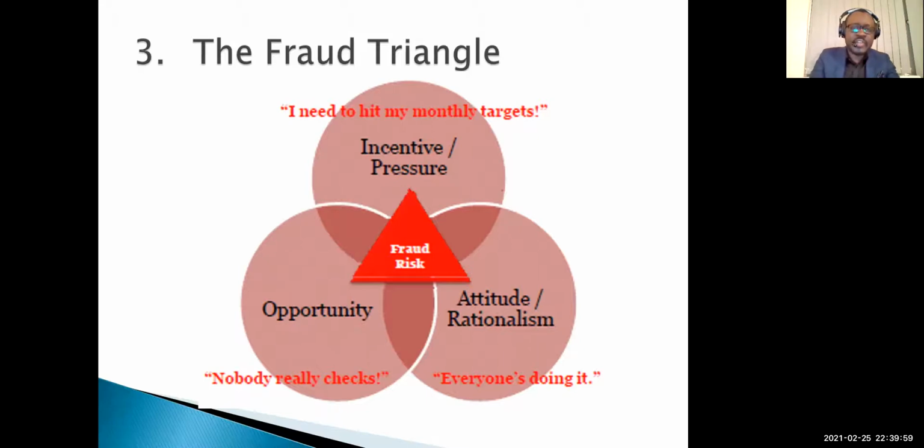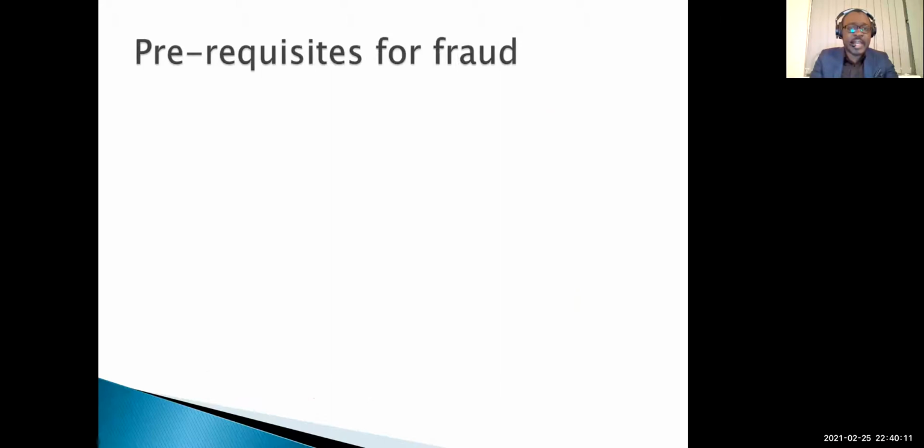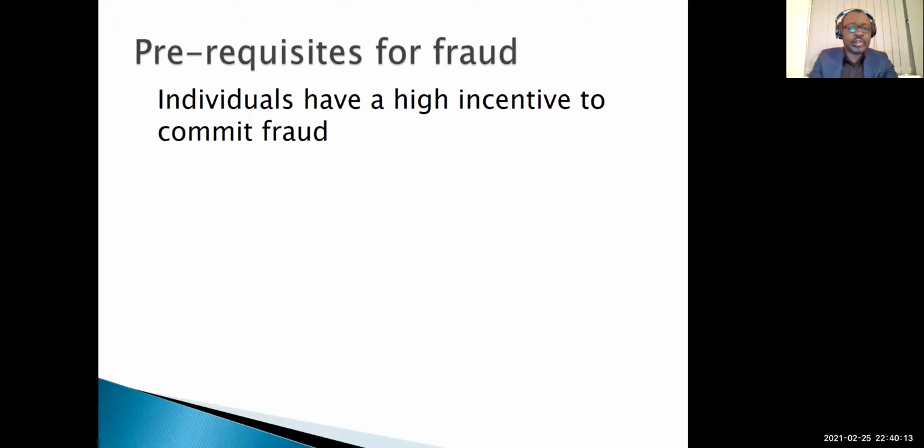So these are the 3 main driving forces of fraud. So incentives, any pressure on the employee. Opportunities, weak controls within the systems. And then attitude, rationalizing that I need this. So these are the 3 items we normally plug into the fraud triangle.